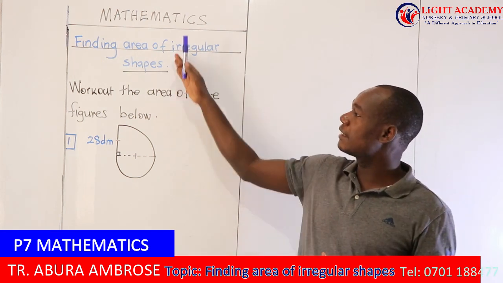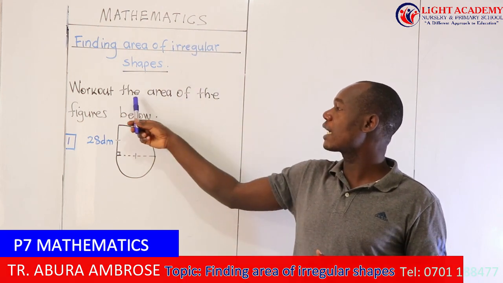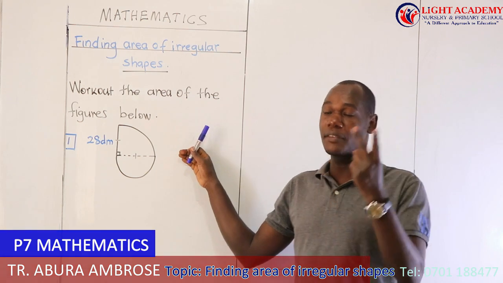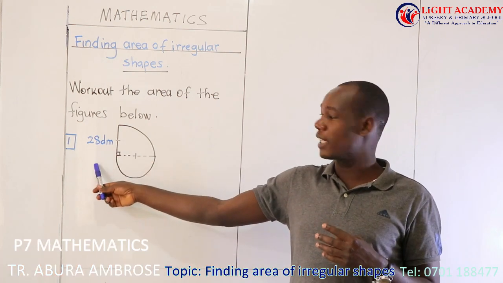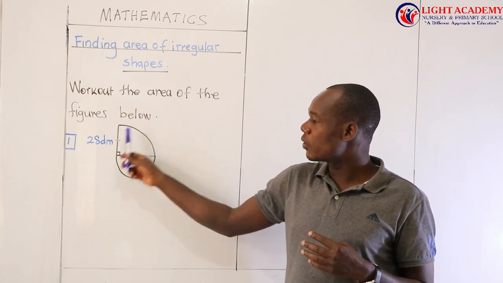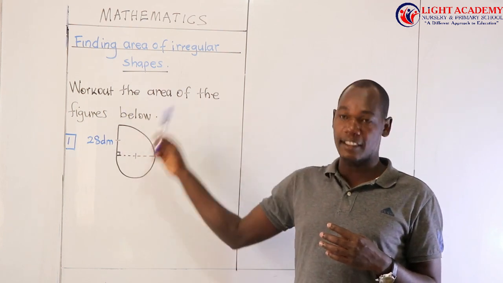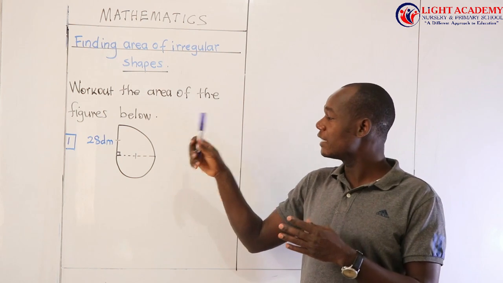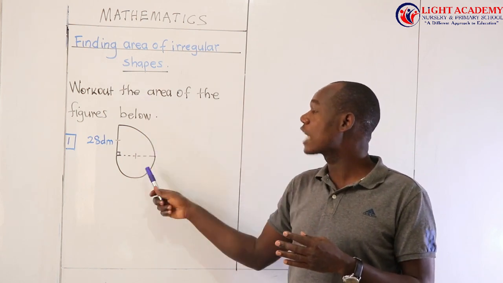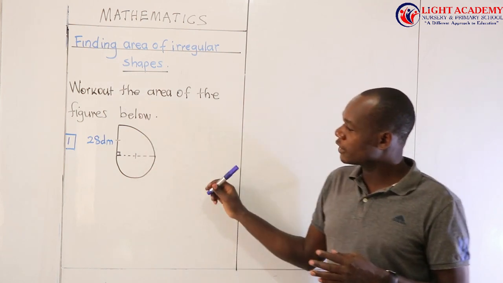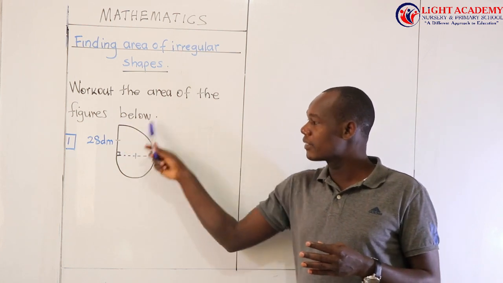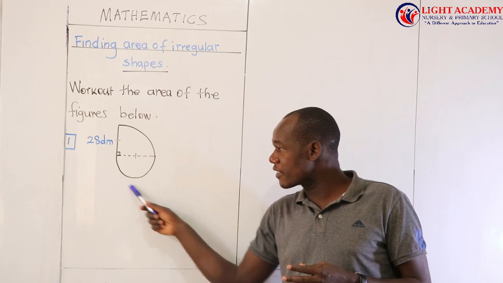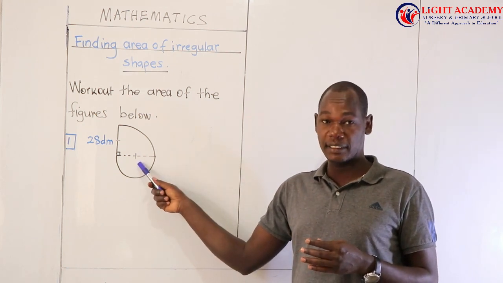So now, this is our first question. Work out the area of the figures below. Just like I said, we are going to have 3 figures. This is the first one. That's our number 1. When you look at this figure, the shape is irregular. You don't have any specific name for this shape. They have combined 2 different shapes to come up with this. When you look at this one here, the upper part here, this is a quadrant. And below the quadrant, they have put a semicircle.